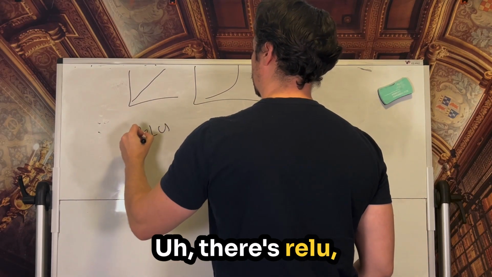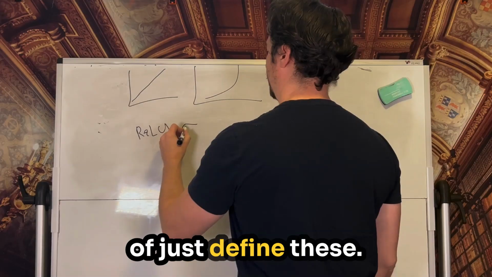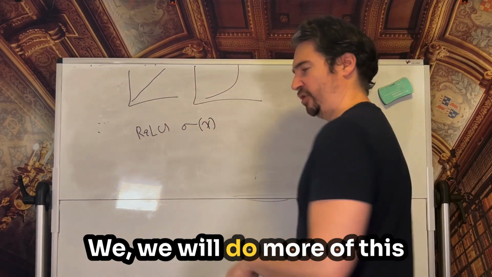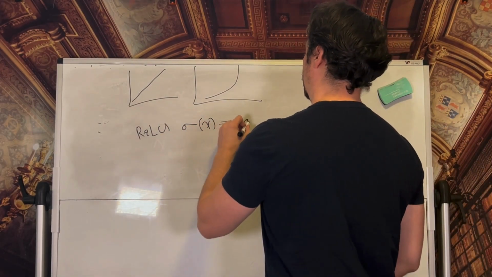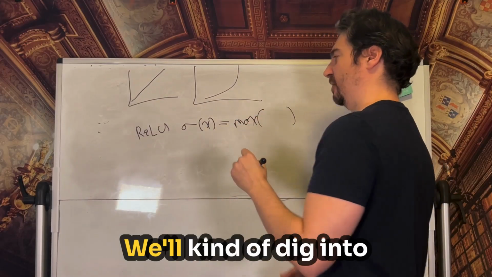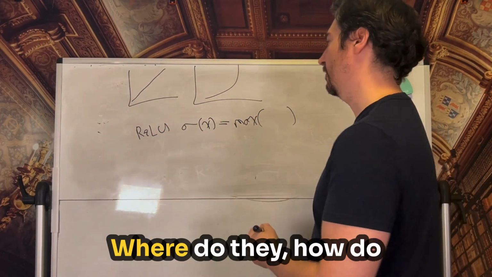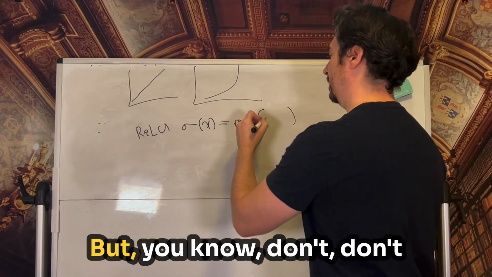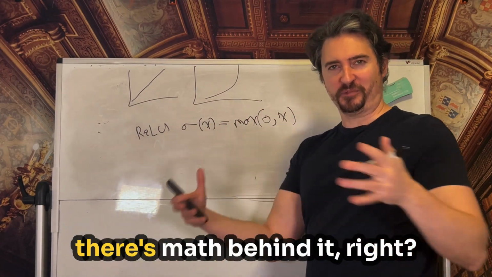There are common examples of this, like ReLU, rectified linear units. You can just define these. We'll dig into different activation functions, as they're called, later on in the course: where these nonlinearities come from, how they work, and so on. But I don't want to go beyond the scope. I just want to show you that there's math behind it.